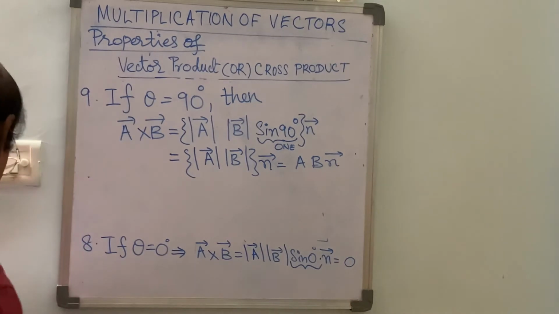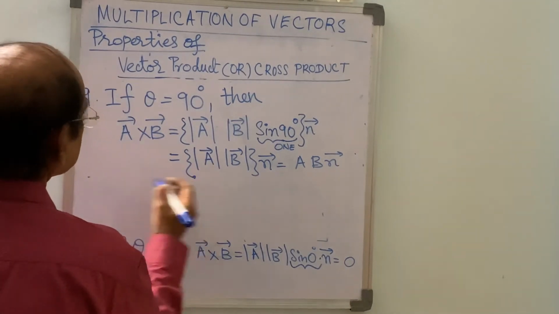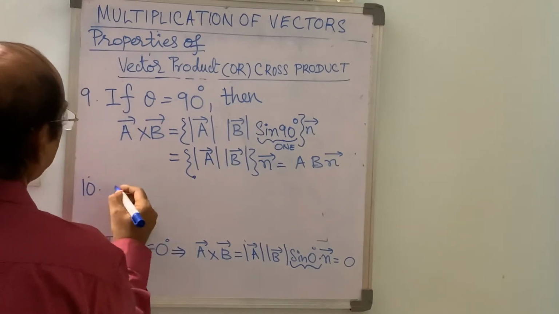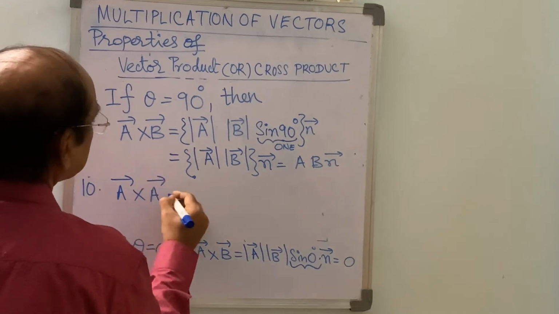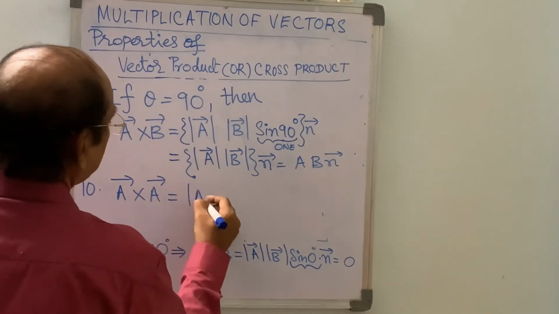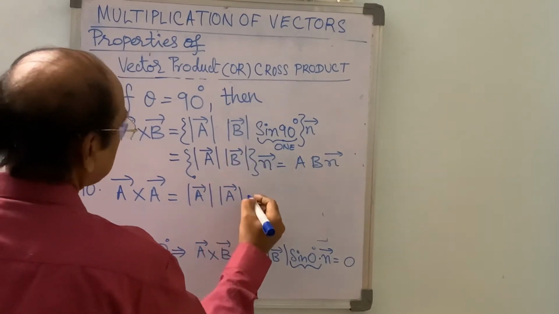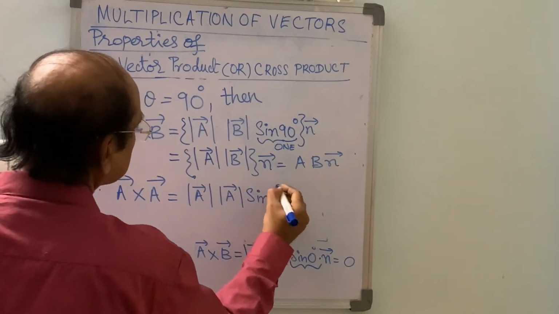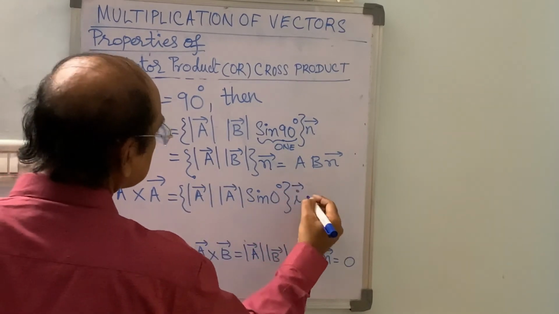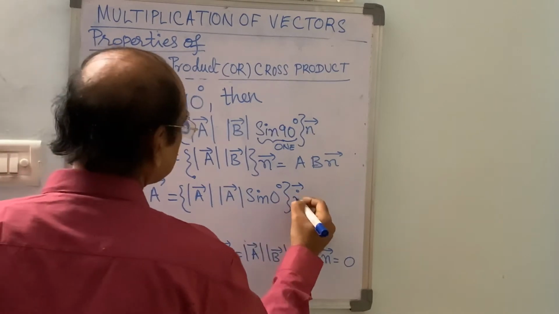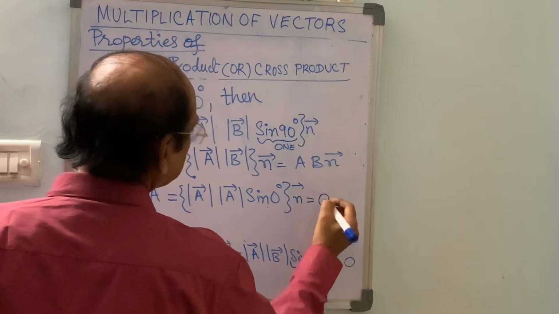When we take the cross product of equal vectors, that is with the same vector, A bar cross A bar, from this expression magnitude of A bar into magnitude of A bar into sin 0 into n bar, the direction, then 0 into something is 0.